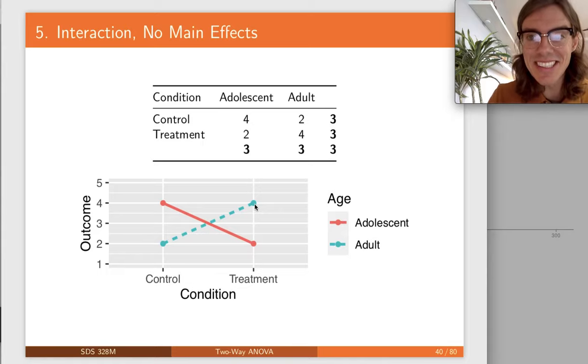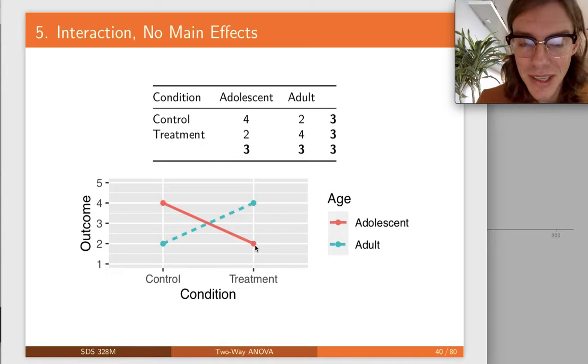So anyway, this is a really cool situation, this sort of crossover or disordinal interaction situation. Cool, and you can see it just because the lines aren't parallel; they're totally crossing over. So in this situation, you have no main effects, right? But you have a big interaction.